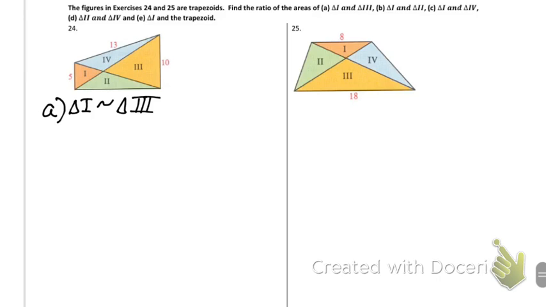So that means when I'm comparing their areas, or our ratio of areas, we are just going to have 5 over 10 squared, which I'm going to simplify inside before I square it, which is just 1 over 2 squared, which equals 1 over 4.